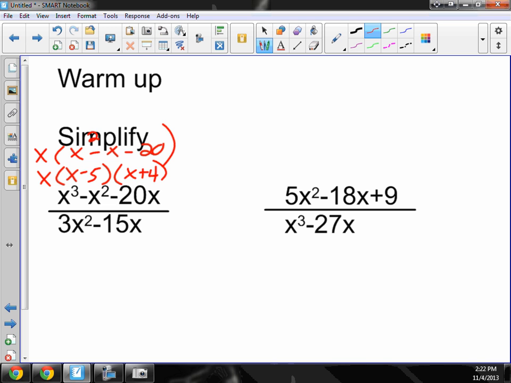Okay. In the bottom, what can I pull out? A 3x. What's left? X minus 5. Does anything cancel? X minus 5 cancels x minus 5, and x cancels x, so I'm left with x plus 4 over x. Or, sorry, 3.